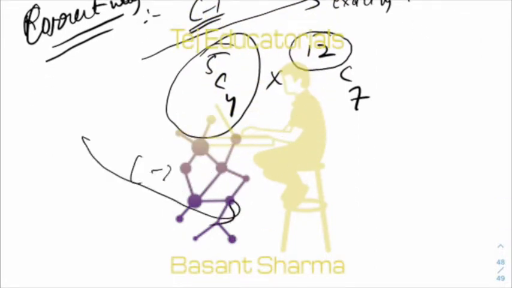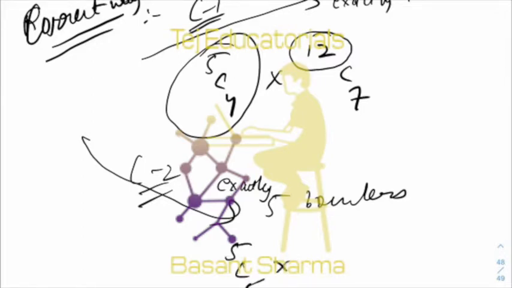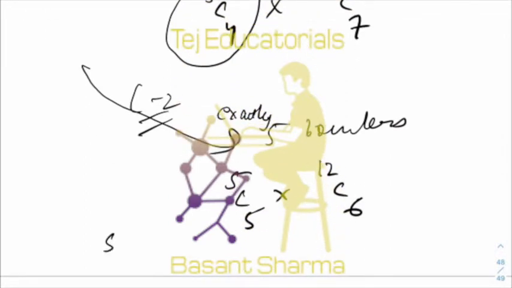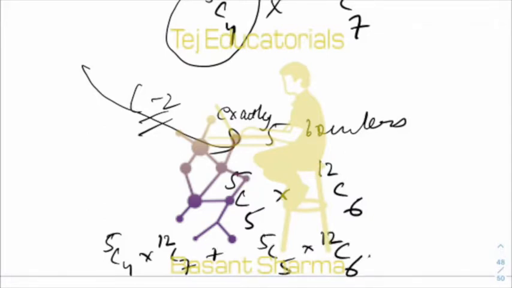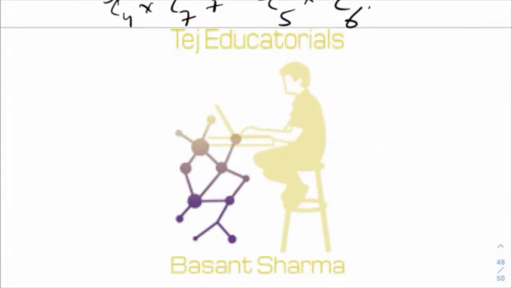Case 2 would be exactly 5 bowlers. In this case you have 5C5 into 12C6, right? So the final answer would be 5C4 into 12C7 plus 5C5 into 12C6. So that's your answer for this problem. Okay, let's move ahead.